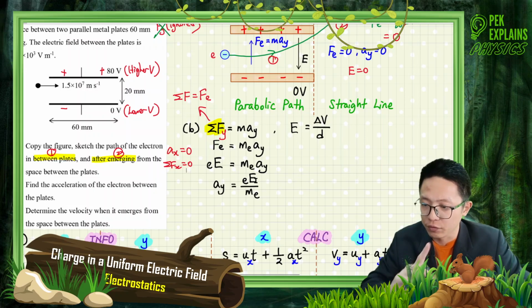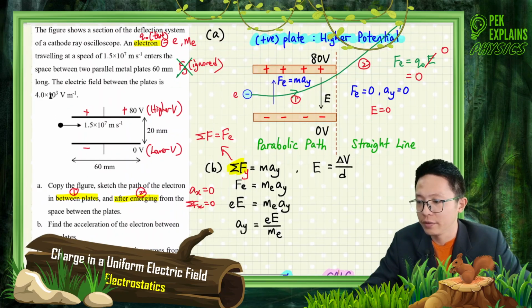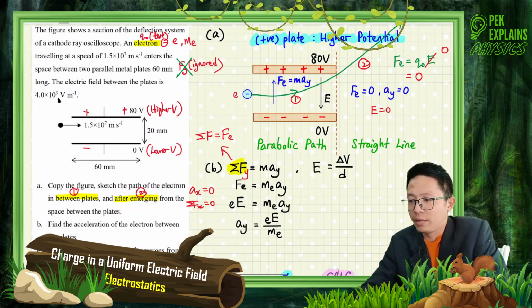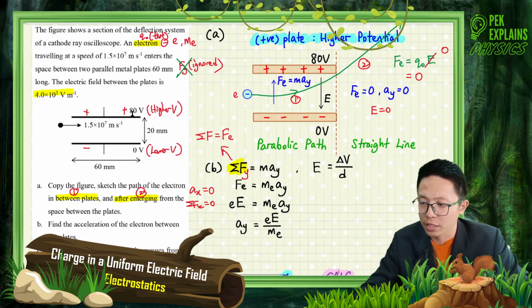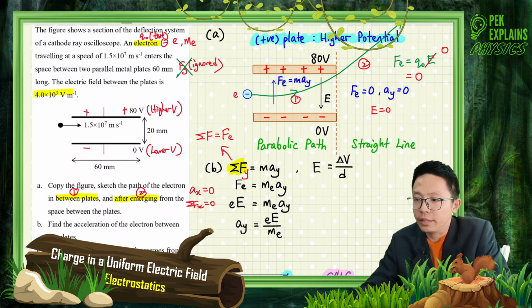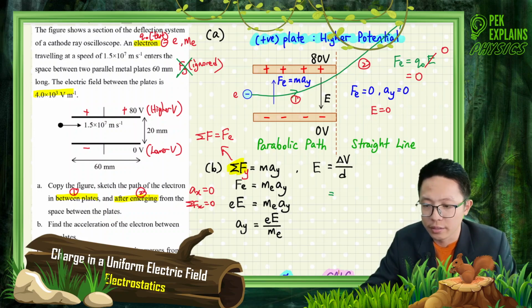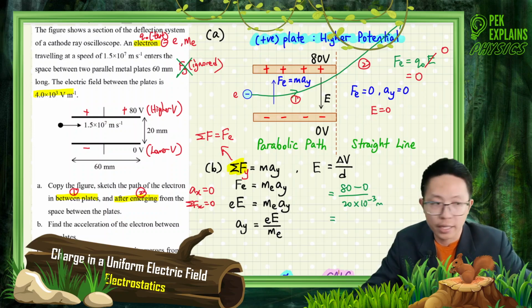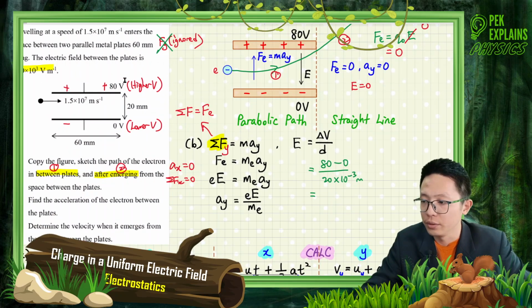So now I need to find the electric field. It's given already in the question. But if the question gives you the potential difference and the distance, you can find it from there also. Let us find out. What's the electric field strength? Electric field strength is high potential minus low potential, 80 minus 0, over the separation between them, which is 20 millimeter, 20 times 10 to the negative 3 meter. So what do you get? You will get the value 4 times 10 to the 3 volt per meter.